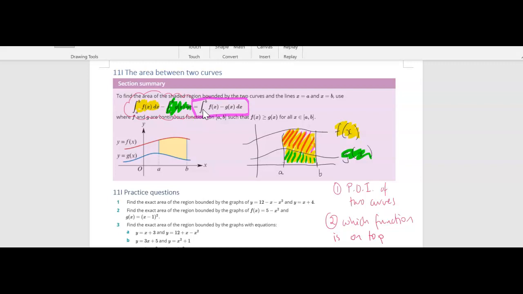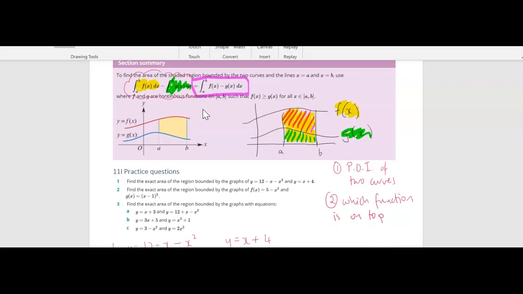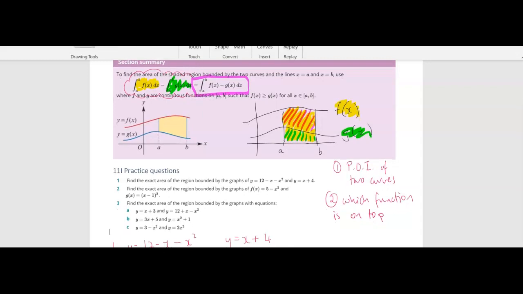But it's probably going to save time by just doing a quick check, and I'll explain that in the video as well. Once you've found the point of intersection of both curves, that gives you a and b, so x equals a and x equals b, your two points of intersection, and that's going to go on your definite integral. And which function is on top? You choose an x value between those two, so something in between.